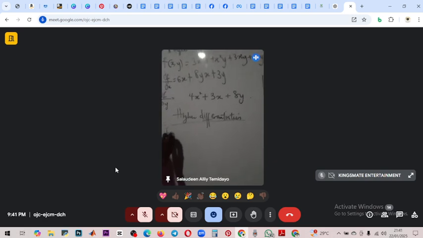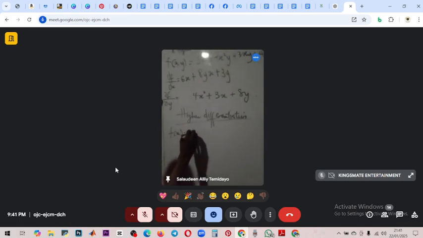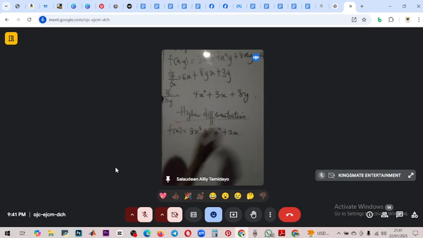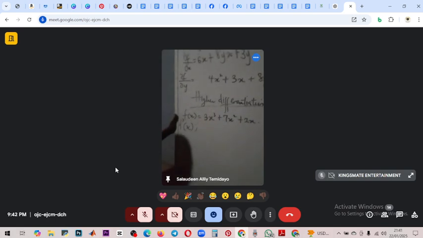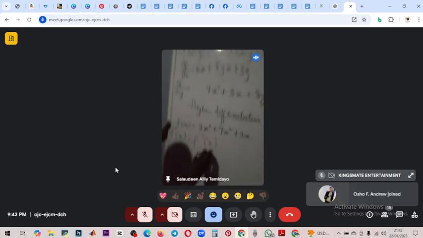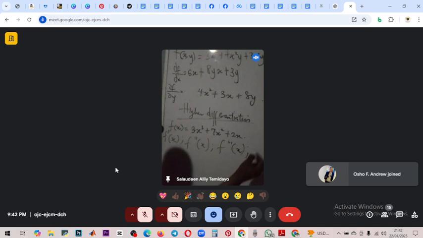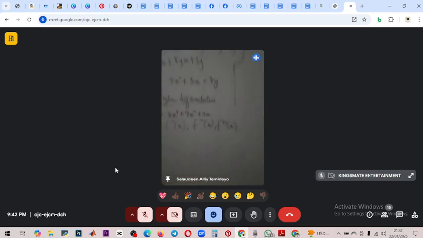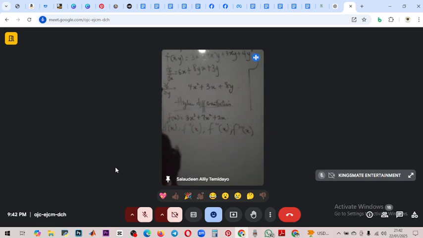So let's say I have f of x equals 3x cubed plus 7x squared plus 2x. I'm not going to partial derivatives right now. Now find f prime of x, find f double prime of x, find f triple prime of x. What is f prime of x? That is the same as the derivative of f with respect to x, like dy dx.